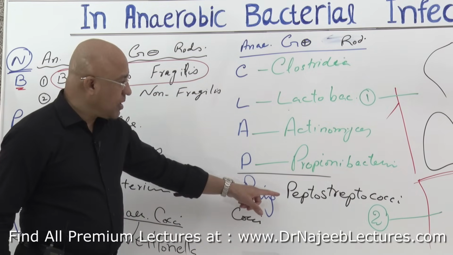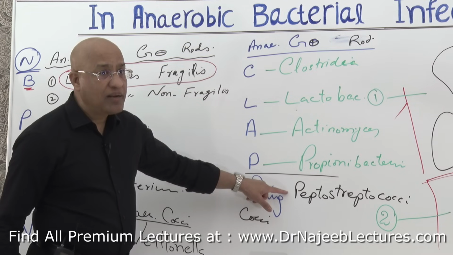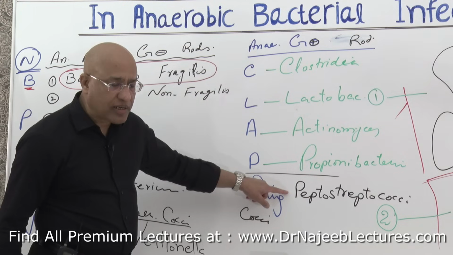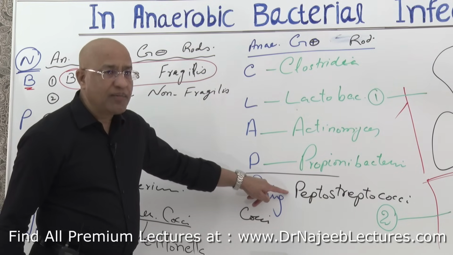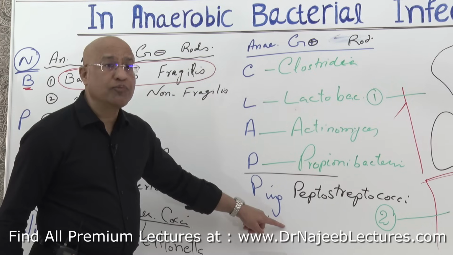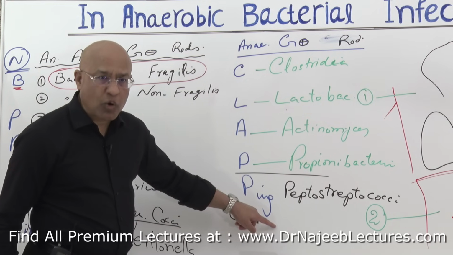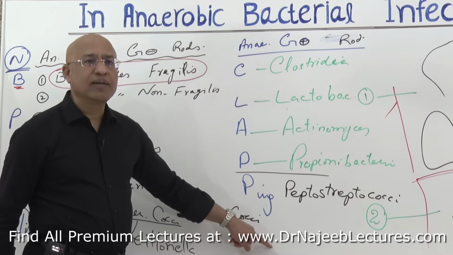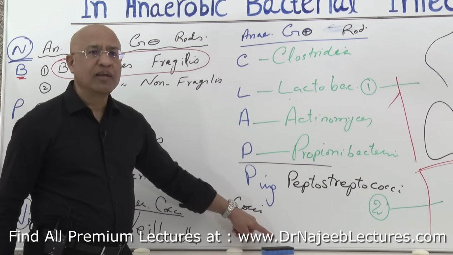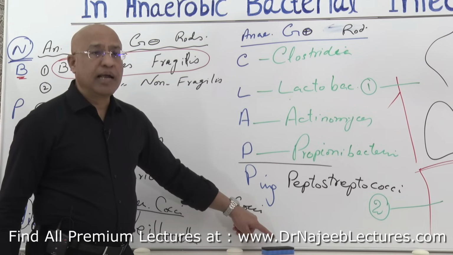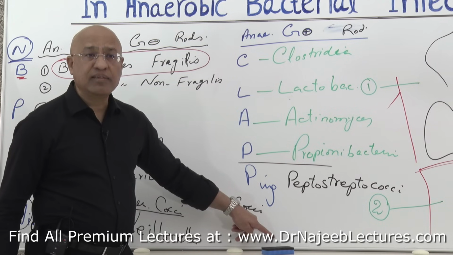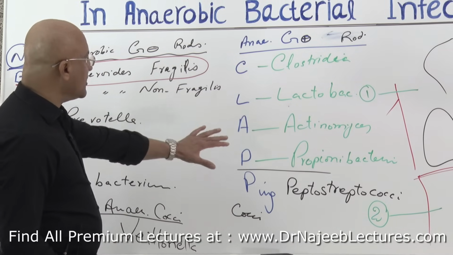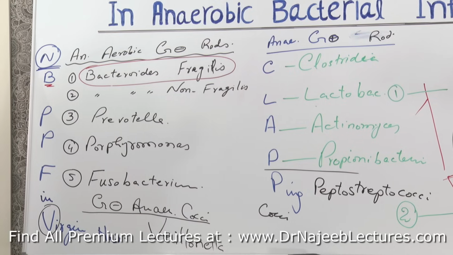One category, peptostreptococci, which are gram-positive anaerobic cocci. Then there are microaerophilic streptococci, which are not strictly anaerobic. And then there are facultative anaerobic streptococci like Streptococcus pyogenes, which can grow and multiply in anaerobic environment as well as aerobic environment. Now, these are the most important anaerobic organisms you should know.